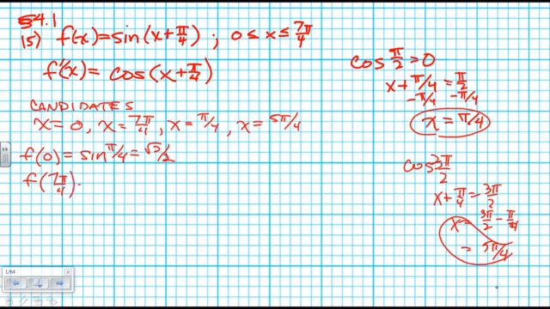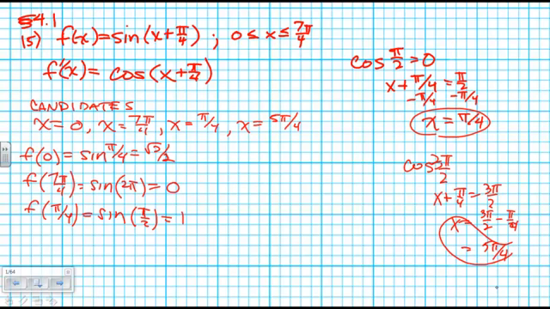What is f of 7 pi over 4, which is sine of 7 pi over 4 plus pi over 4, which is 8 pi over 4. 8 pi over 4 is 2 pi. I hope I did that right. Did I do it right? Sine of 2 pi is 0. Next, f of pi over 4, which is going to be sine of pi over 4 plus pi over 4, which is pi over 2. Sine of pi over 2 is 1.